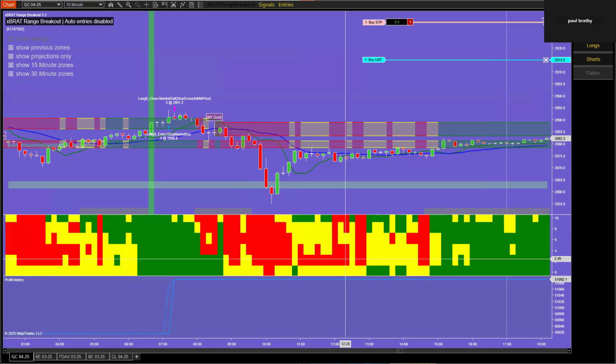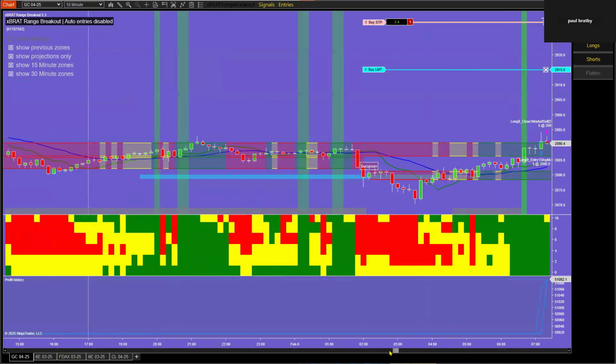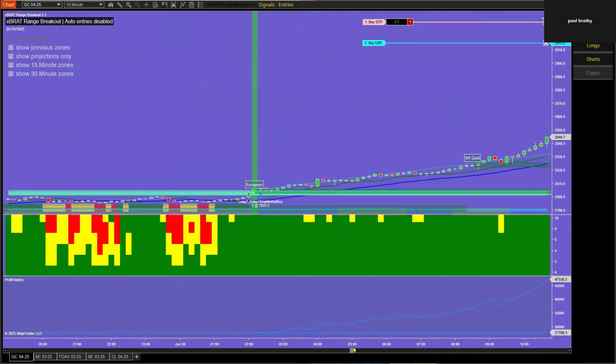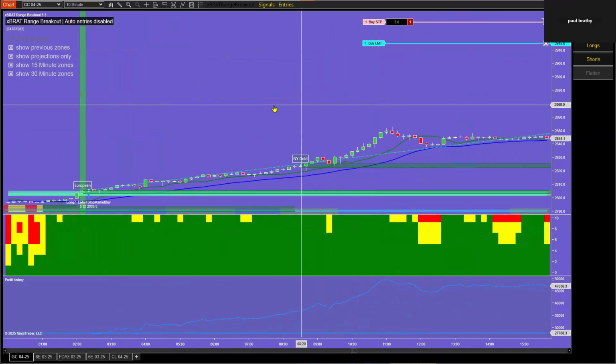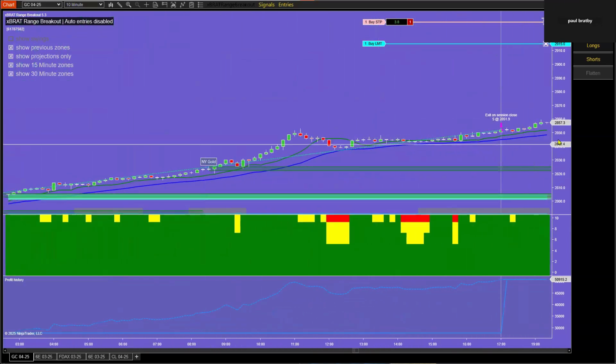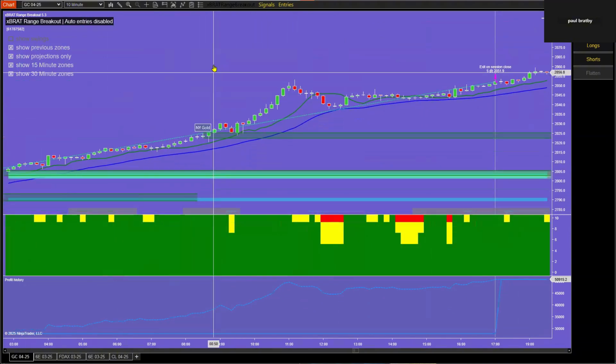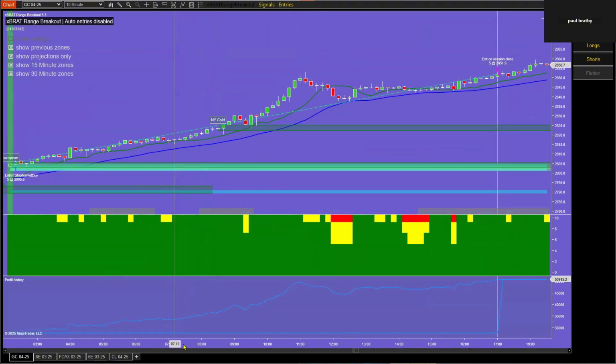No, that wasn't a big trade. What was the biggie? There it is, all the way through to the session close, look. 430 ticks, that one.